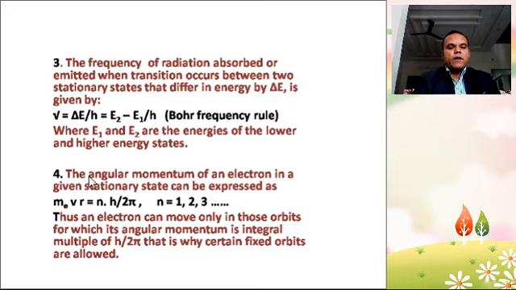Postulate 4. The angular momentum of an electron in a given stationary state can be expressed as mvr is equal to nh upon 2π, where n is an integer having values 1, 2, 3, 4 and so on. Thus, an electron can move only in those orbits for which its angular momentum is integral multiple of h upon 2π. That is why certain fixed orbits are allowed.